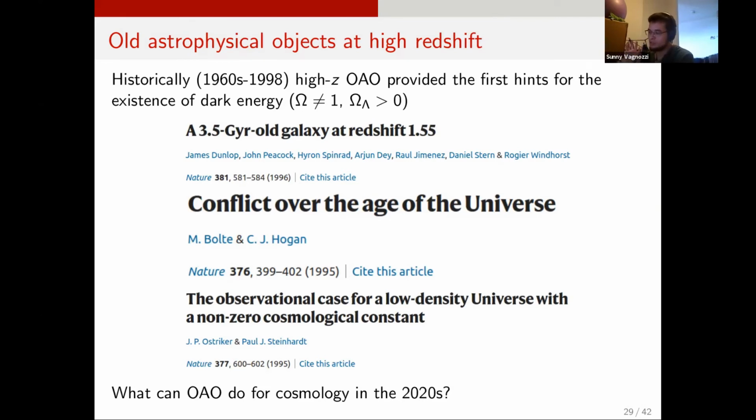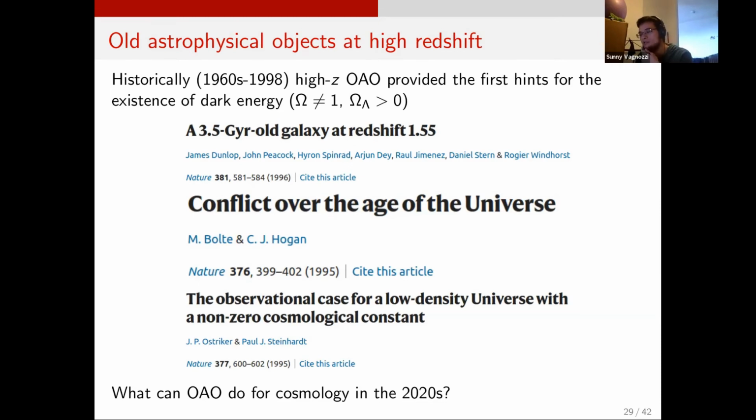Now, of course, there are two possibilities here. Either you got the ages of your galaxies wrong, or the universe is older than you expect. And it turned out to be the second one in this case. The reason was dark energy. Once you put dark energy in your picture, the universe becomes older at any redshift. So in these years, these old astrophysical objects were very important for cosmology, essentially showing the need for dark energy. And after the year 2000, they were sort of forgotten.